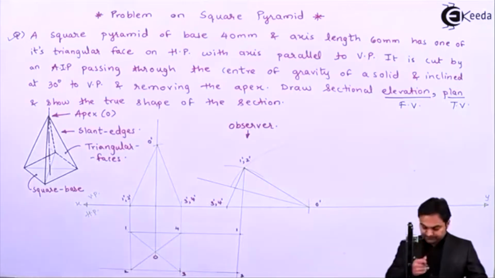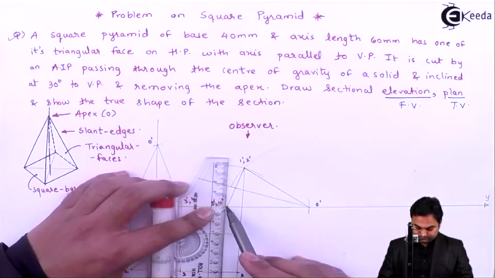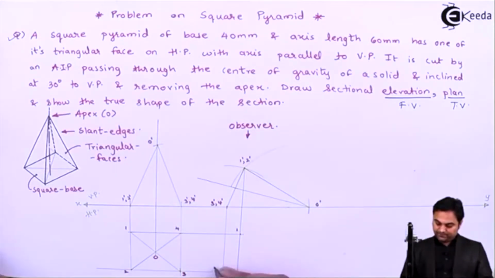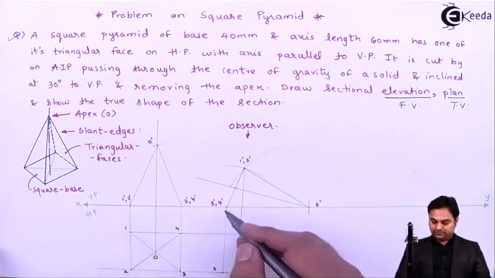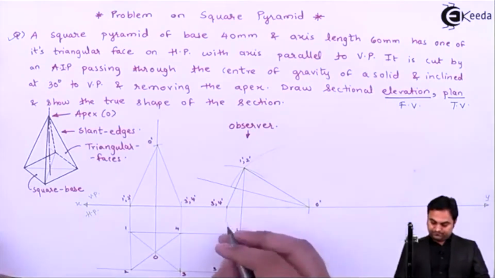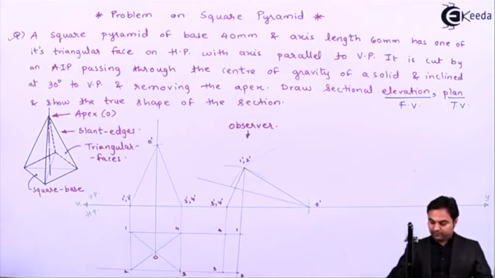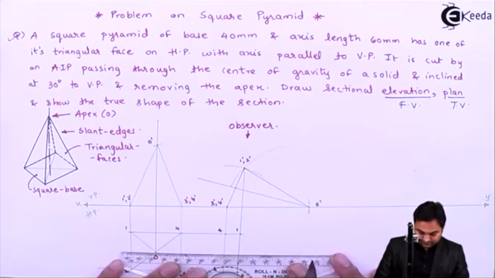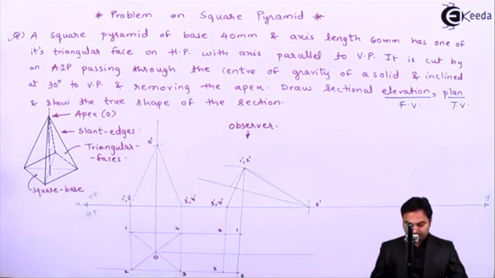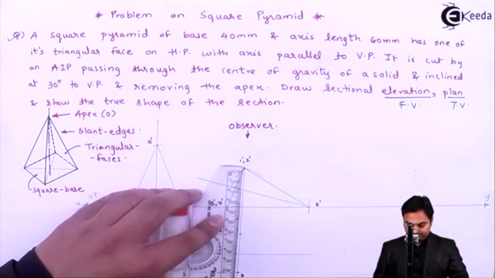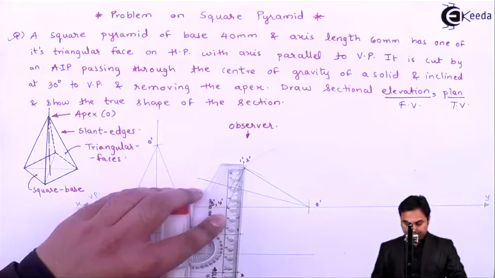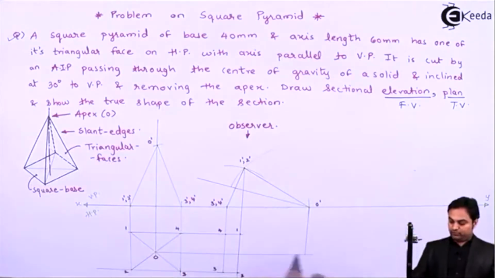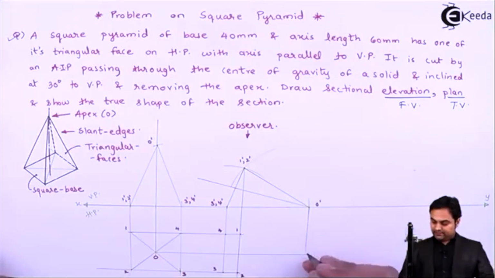For 3 and 4, where 3 and 3 dash intersect, that's point 3. Similarly 4 dash and 4, that will give me point 4. For the apex, drawing a light line, and from the front view I'll be taking this point O dash. So wherever O dash and O intersect, that will give me the point O.